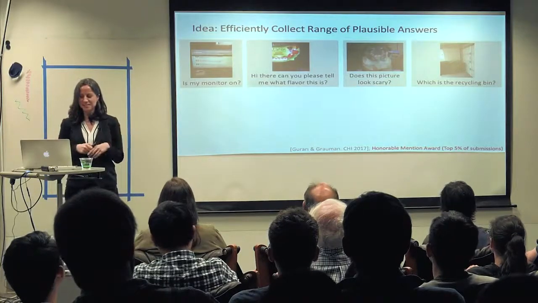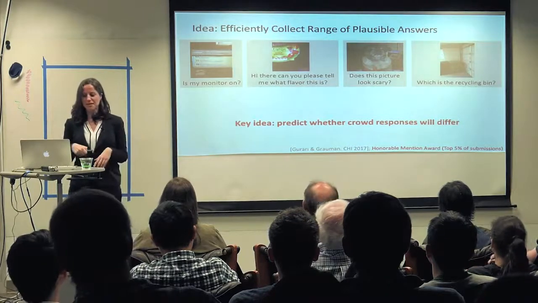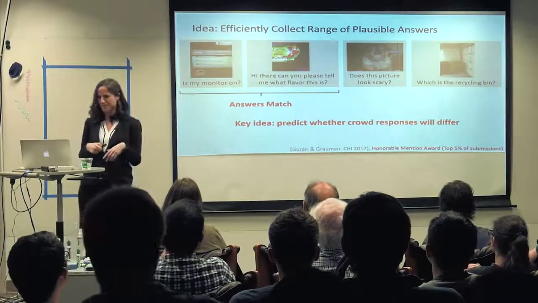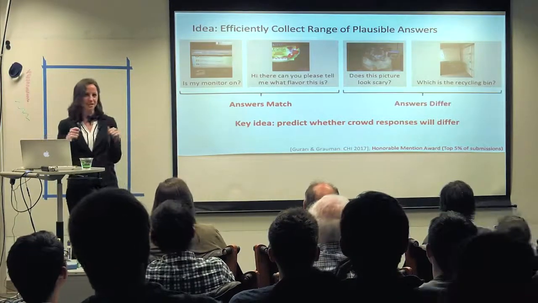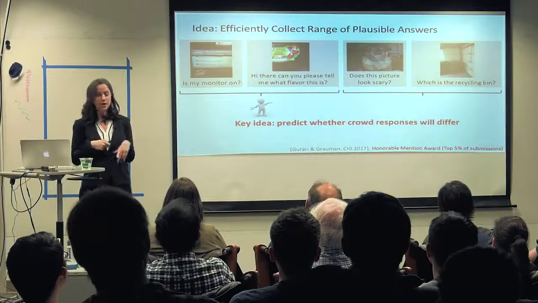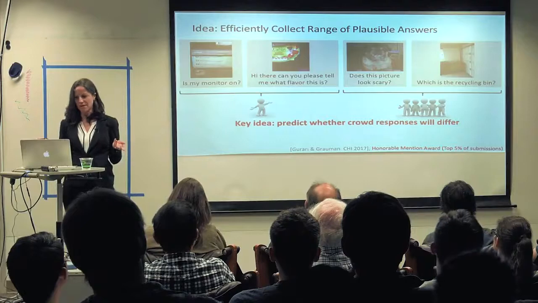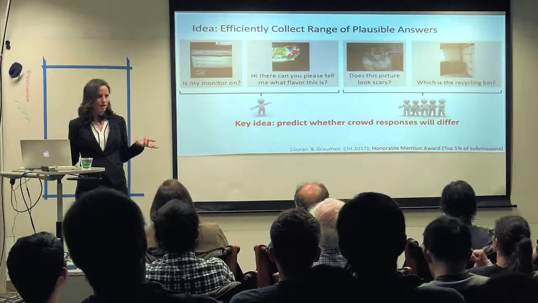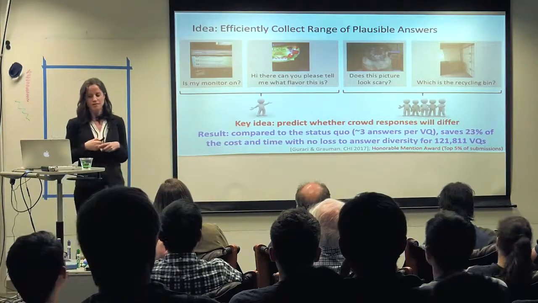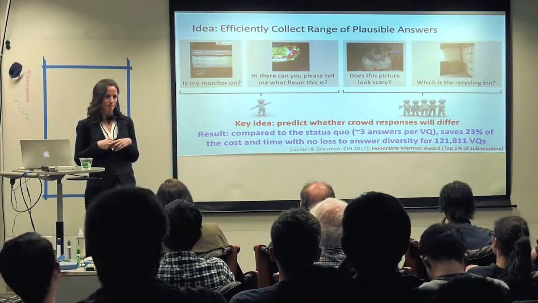So, the key idea for this work is to predict whether crowd responses will differ. We created a module that did that, takes the visual questions, and predicts answers match when it believes that's the case, and predicts answers differ when it believes it's not the case. You can take those predictions to then decide when to collect one answer, because that should be enough, versus many answers when it's not enough. Compared to the status quo application at the time for collecting answers, we found that using this approach could save 23% of the cost and time with no loss to answer diversity for over 120,000 visual questions.